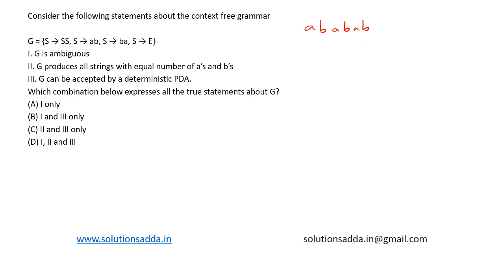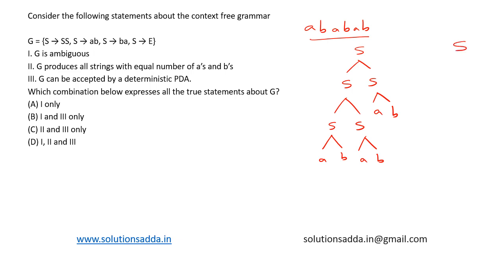The first parse tree would be S derives SS. Now this S can derive again S and S. This S can derive AB. This S can derive AB. And this S can also derive AB. So this string is generated.